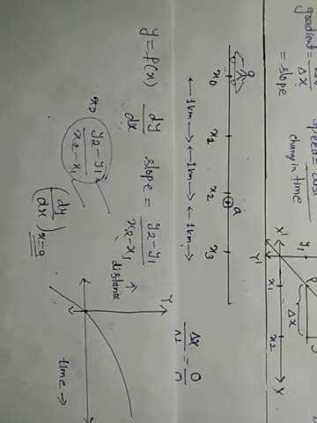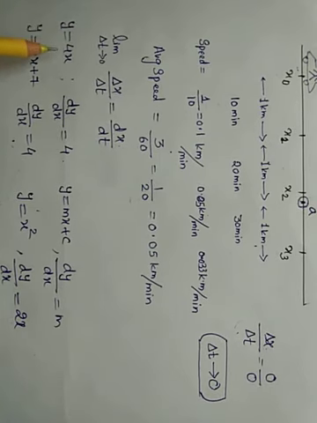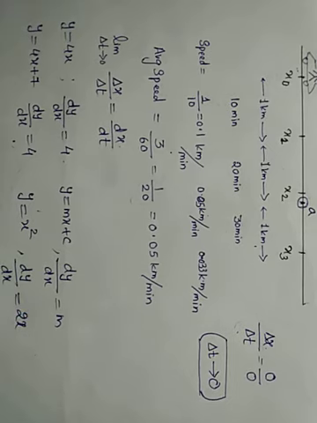Now let us see a few examples. When y equal to 4x, you know this is the equation of a straight line. What is dy by dx? When y equal to 4x plus 7, what is dy by dx? When y equal to mx plus c, what is dy by dx? I have written the answer. I will explain how we are going to get it.